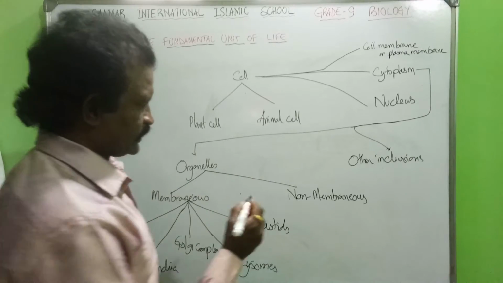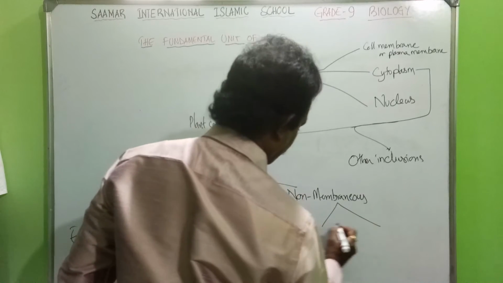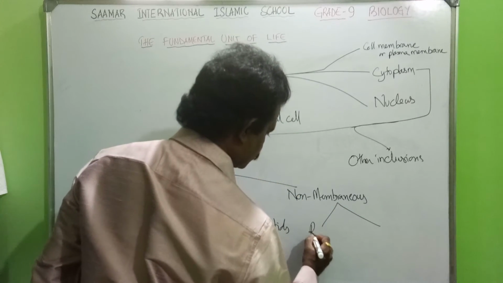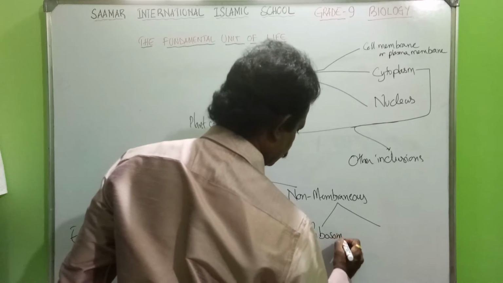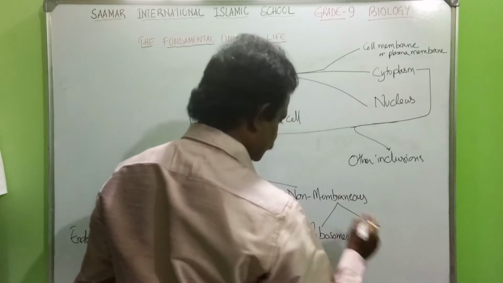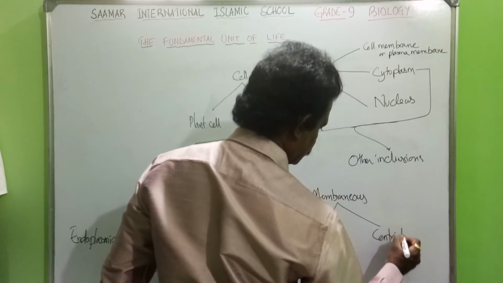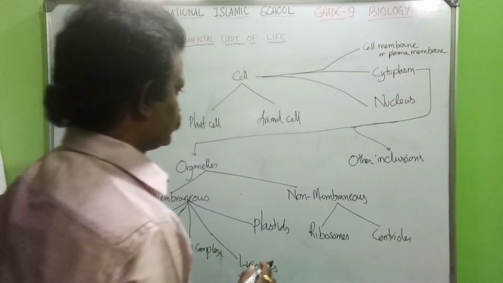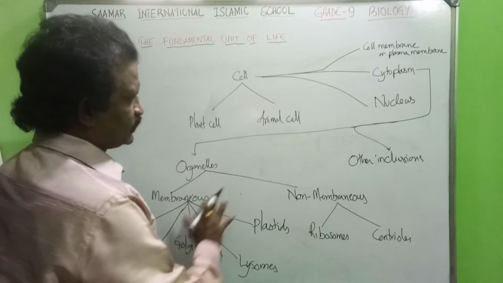Is it clear? Now, non-membranous. In this, there are two here. Ribosomes and centriole. Clear? So, I made a neat structure for you. What we have to study, this we have to study.